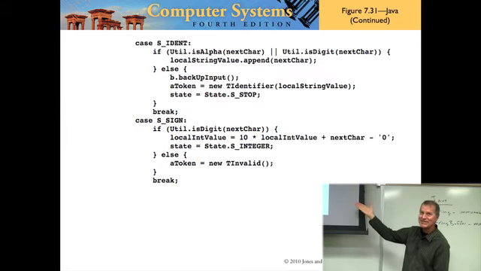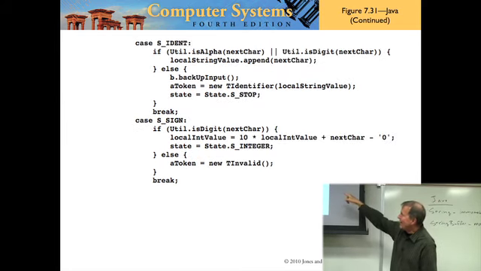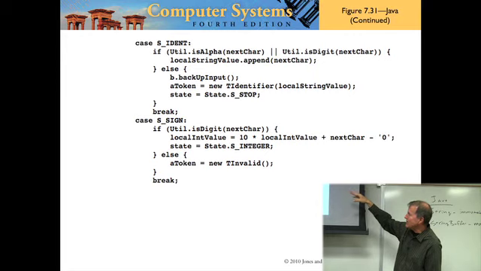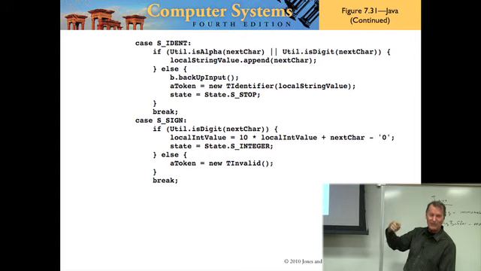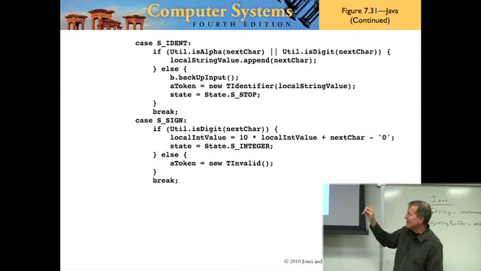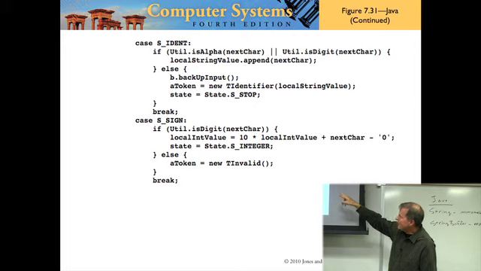And now here's the end of it. There's a case S ident, what? Now we're in the ident state, right? So what? If util dot is alpha next char, or what? Is digit, because now that it starts with the letter, it could be a what? A letter or a digit. Now, okay, so what happens? Local string value dot append next char.